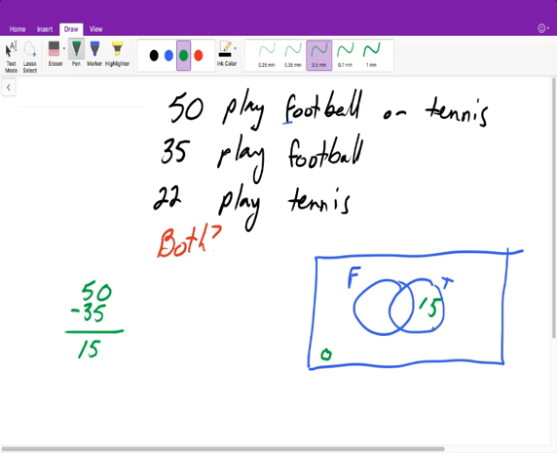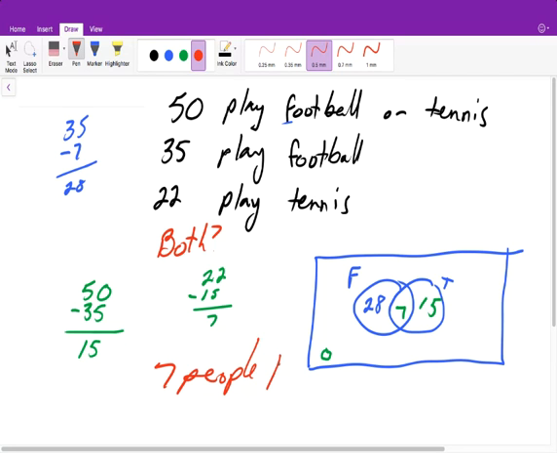And if 15 people only play tennis, and there's 22 that play tennis in total, 22 minus 15 is equal to 7. That means 7 play both. And if 35 play football and 7 play both football and tennis, 35 minus 7, that means 28 will play just football. So I know here it says how many play both, so 7 people will play both.